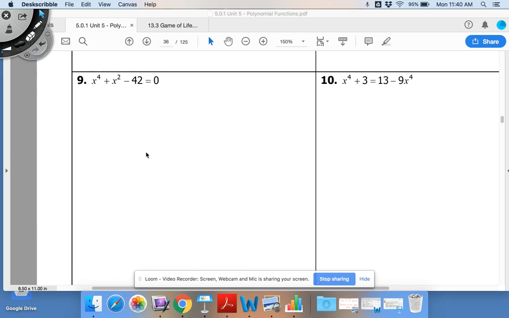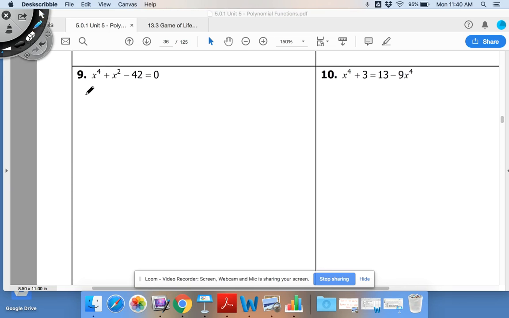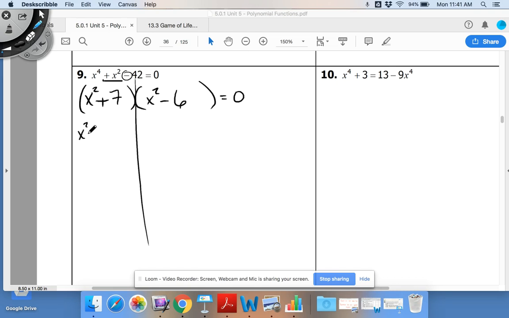Number 9, it is just a trinomial. So I'm going to factor it, and I would get x squared. One of them's plus, one of them's minus because I have a negative c value. And I know my bigger factor needs to be next to the plus sign since my middle term. So I know 7 times 6 is 42. Then I'm going to split these. And when I move the 7 over, it becomes negative.